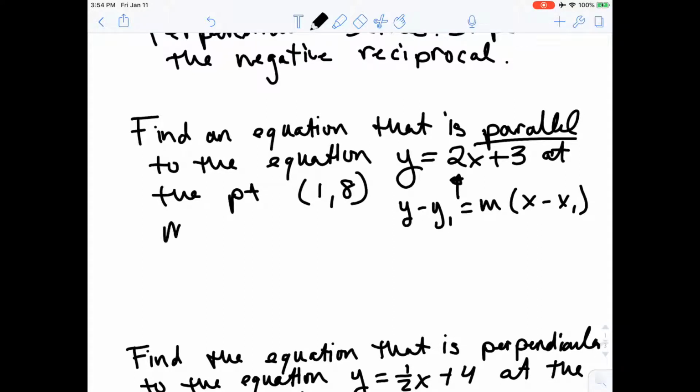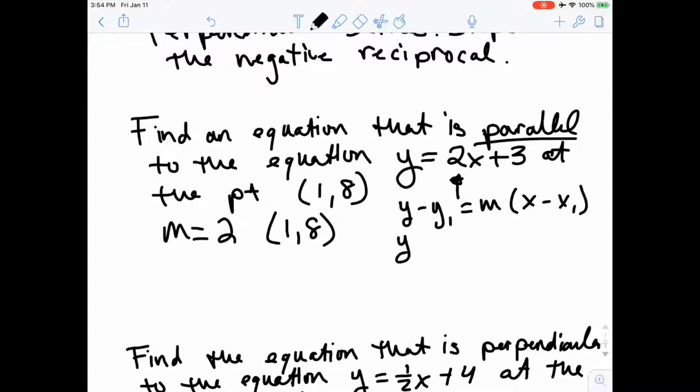So my m is equal to 2, right? And my point is 1, 8. And so I'm going to take those values, just like in the last video, and plug them into my point slope form. And then you can transform it. A lot of times they're going to ask you to put it into slope intercept form. So you kind of have to do a little bit of algebra, right?